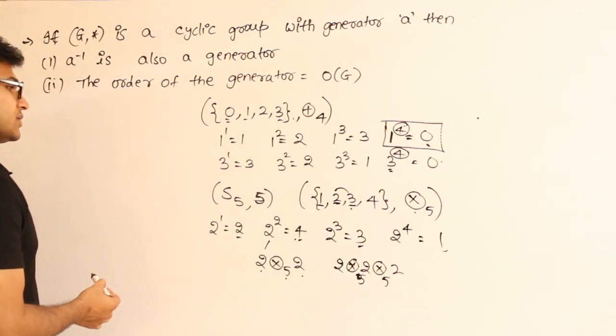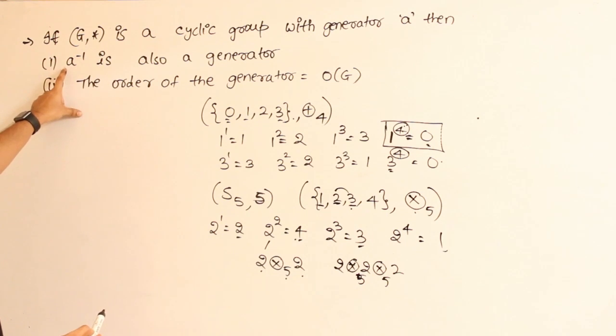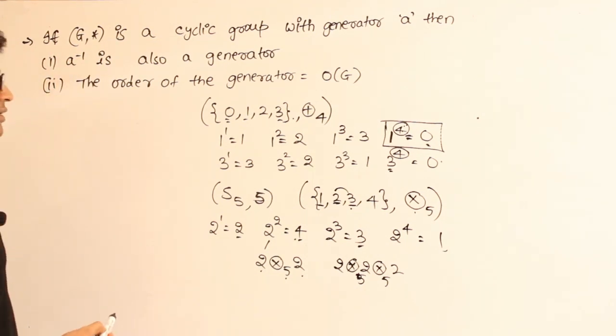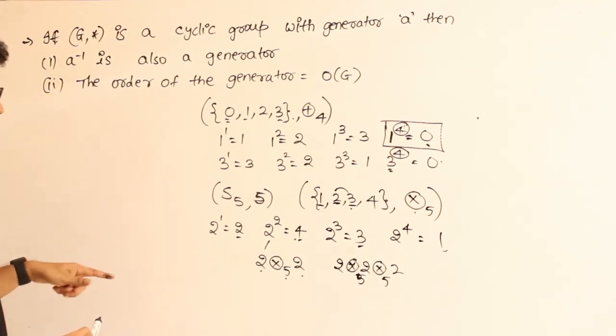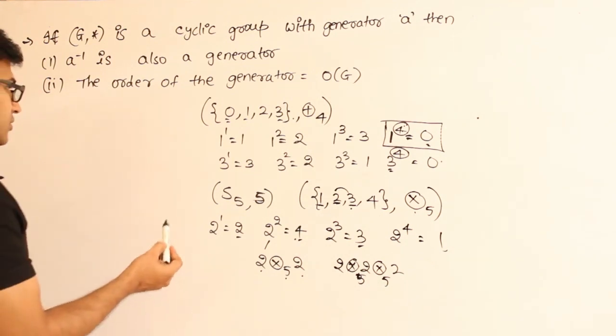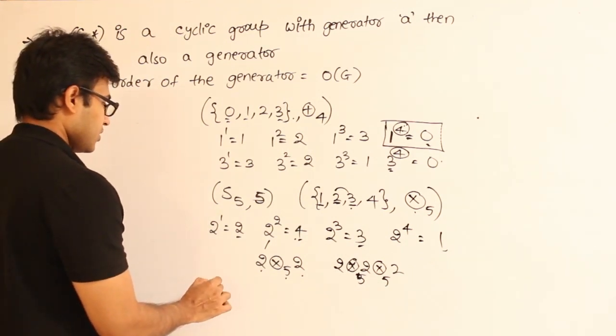That is why the inverse is 3. So according to point number 1, if 2 is a generator, then its inverse, which is 3, also has to be a generator. Now just check whether 3 is a generator or not.